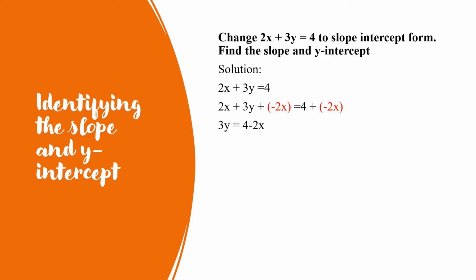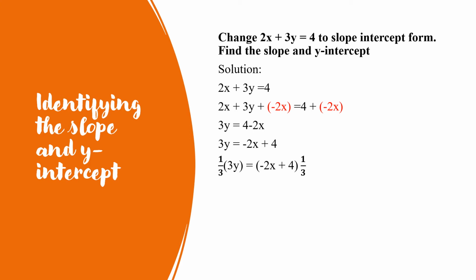Since 3y is equal to 4 minus 2x is not yet in the slope-intercept form because your y still has a coefficient of 3, and it's supposed to be 1, in order for us to have the coefficient of 1 or to remove 3, we need to multiply both sides of the equation by the reciprocal of 3. So let us apply the multiplication property of equality. Multiply both sides of the equation by 1/3, and that is 1/3 times 3y is equal to negative 2x plus 4 times 1/3.